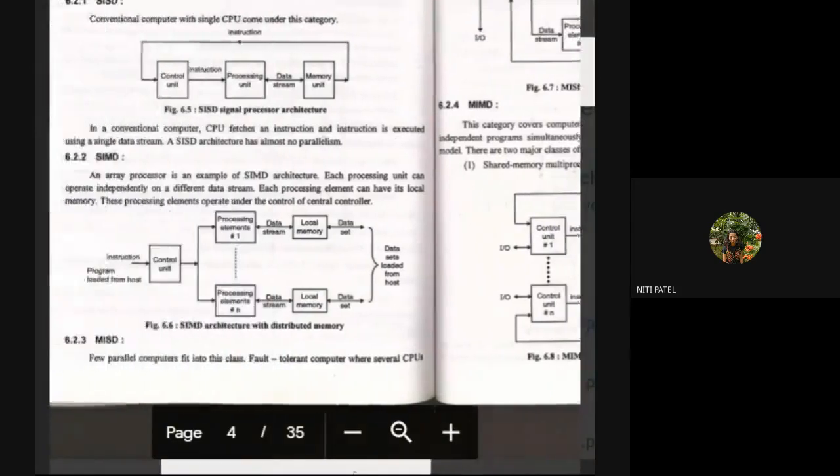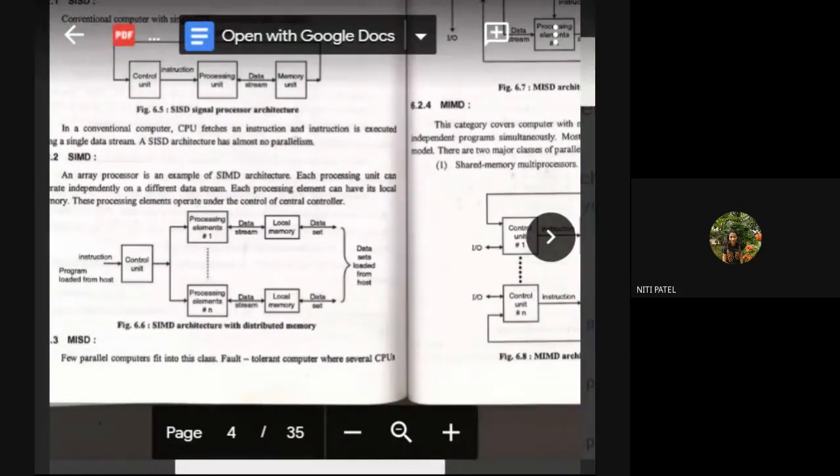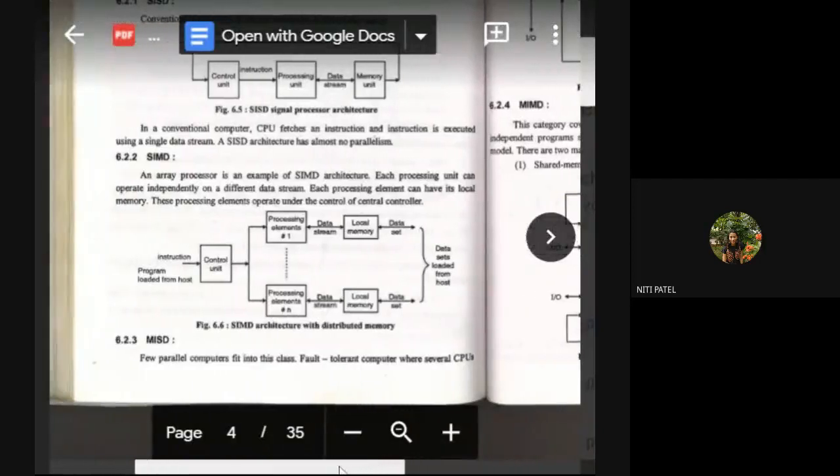Okay, are all four classifications clear to you? Yes, ma'am. Yes, ma'am.